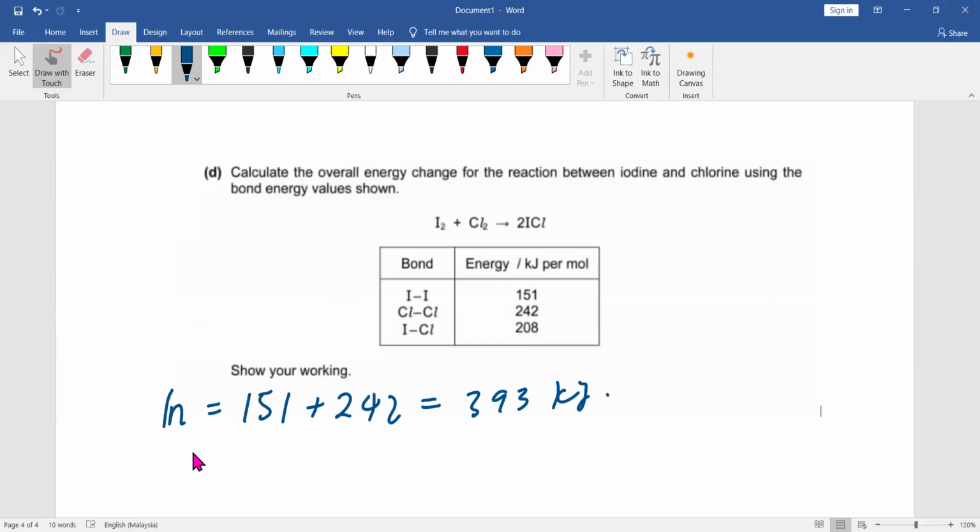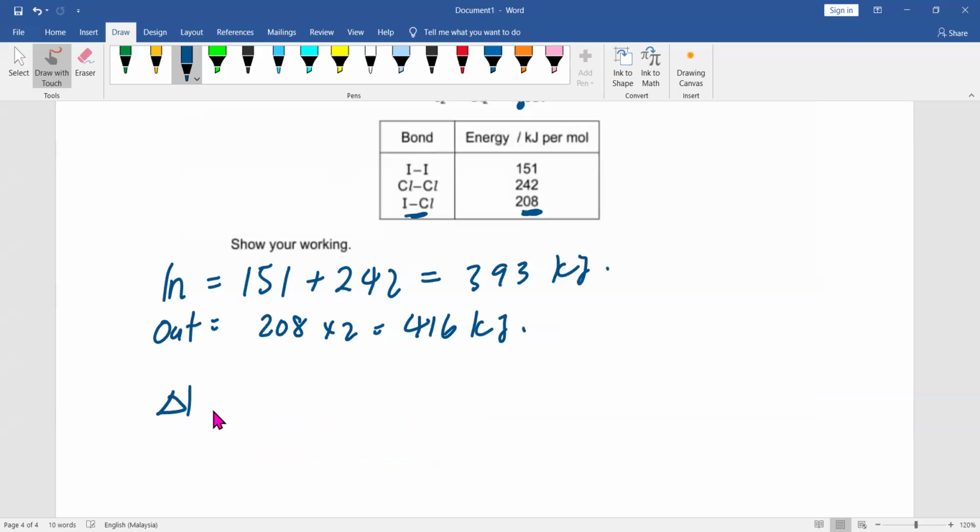Okay, and then energy out. So here is 208, right? Then for iodine chloride, ICl, they give you 208. But how many do you have? 2. So you multiply by 2. Okay? And so the enthalpy change.